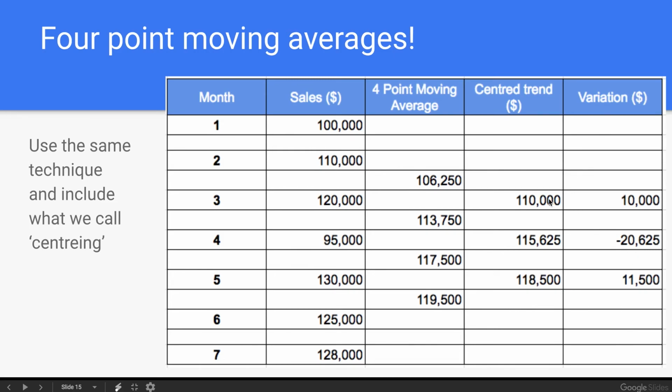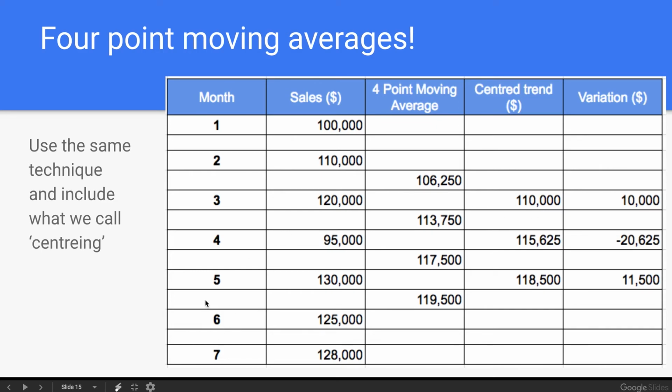The variation is calculated from the center trend. So it's even more, you can tell, it's even more accurate. It's going to be even closer, probably, to the sales than on only a 3-point moving average. So the more data you have, the easier it is.